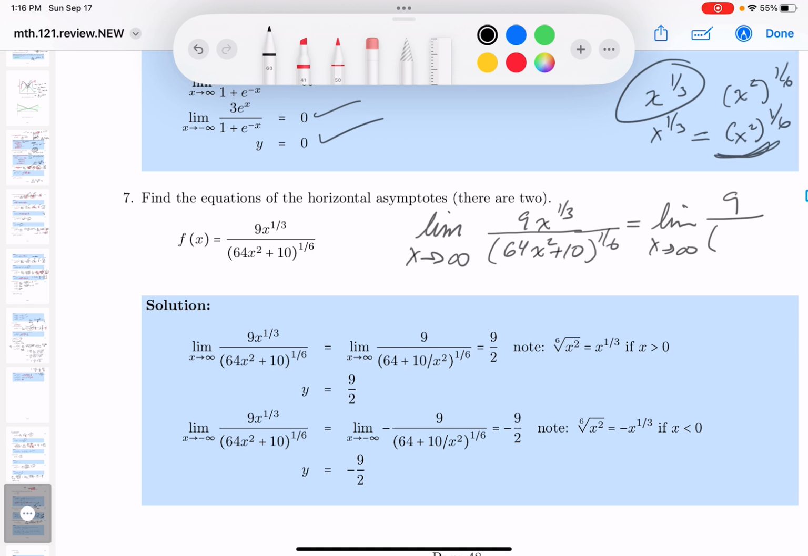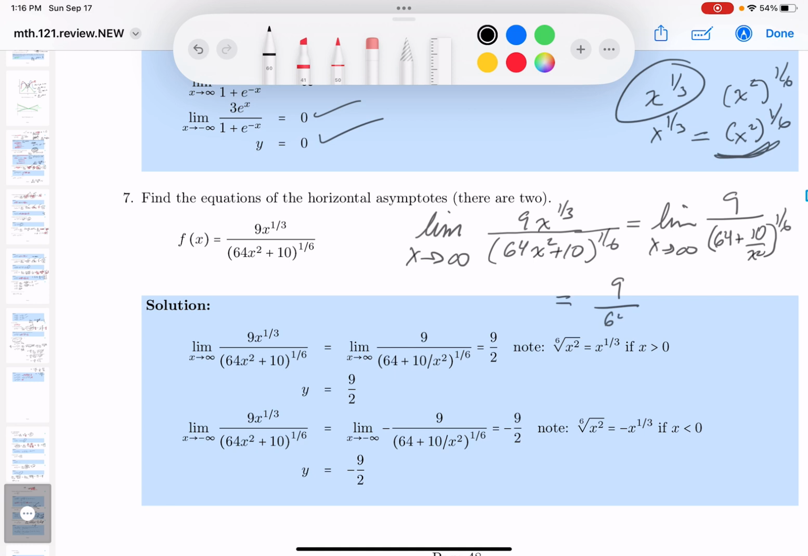And I'm going to divide the bottom by this over here. And let's just do that. You get 64 plus 10 divided by x squared, that's all raised to the 1/6 power. What do you get there? Well, the limit at the top is just 9. And the limit at the bottom is 64 plus, well, if you go to infinity, 10 divided by infinity squared is 0. And you get 64 to the 1/6.